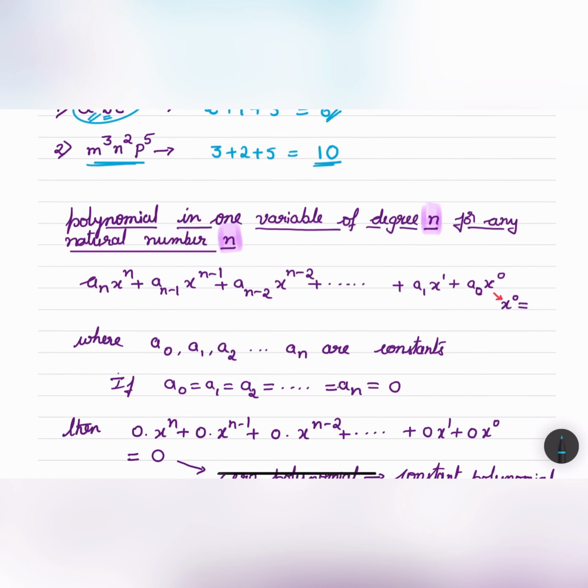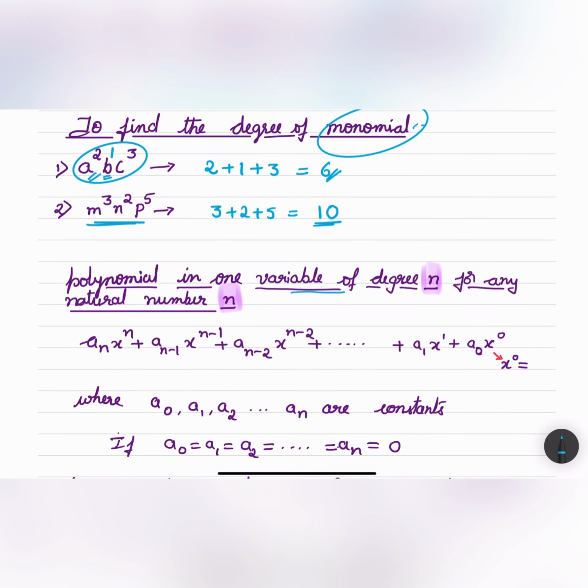Now we will go for the next one, polynomial in one variable of degree n for any natural number n. So what is a polynomial in one variable? One variable means we have here x square plus x plus 2. The same letter x should be there. It should not be like x square plus y plus 2. These two are different, x and y are different. So they are 2 variables. But we are talking about one variable, just one variable. So I have taken here x to the power n, x to the power n minus 1, x to the power n minus 2, like that.